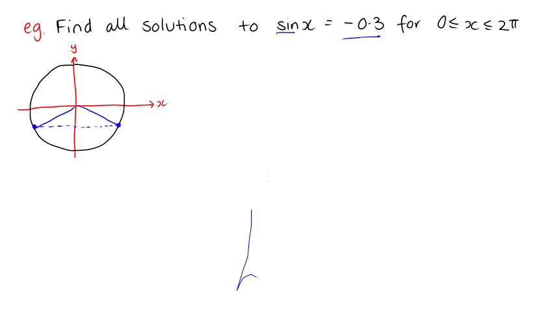Okay, so this quadrant is 2 pi minus x. This quadrant is pi plus x. Remember, if we want to find anything down here, what we do is find the one in the first quadrant and then just use symmetry, whether it's positive or negative.